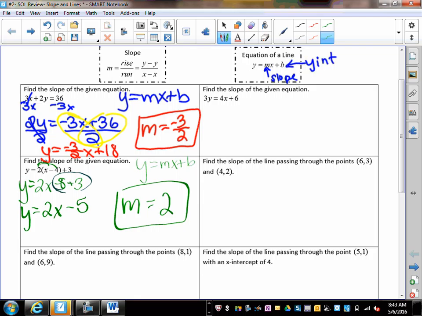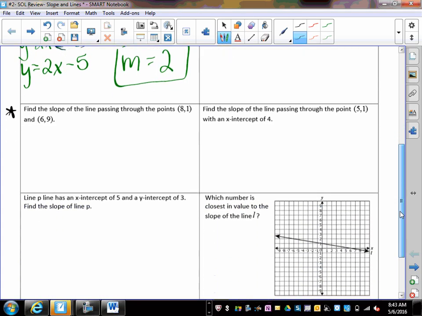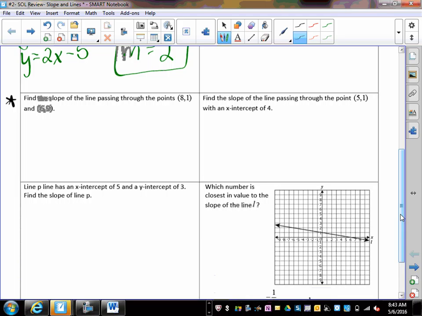Okay, wonderful. Okay, so let's just do one of these where it passes through 2 points. We'll just continue on the left side here. Okay, so they gave us 2 points. What's our formula? How do we find slope when they give us 2 points? Very good. Slope is y2 minus y1 over x2 minus x1.